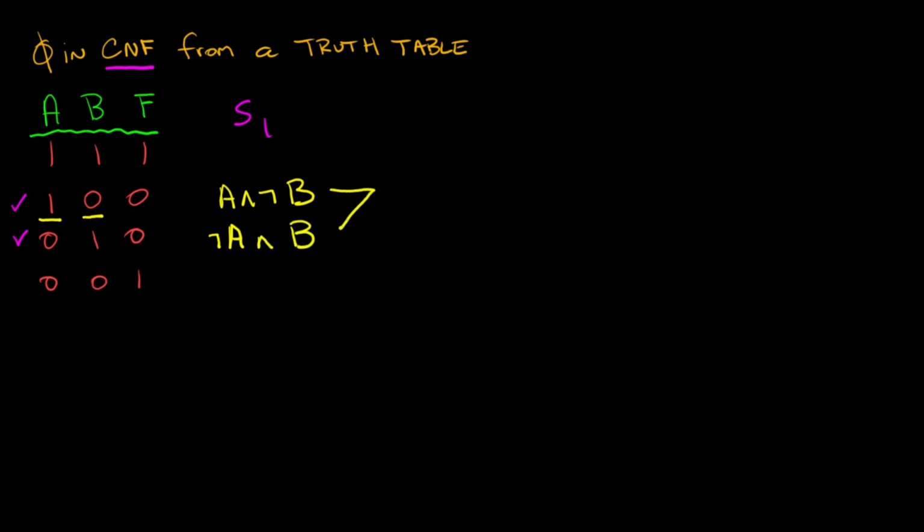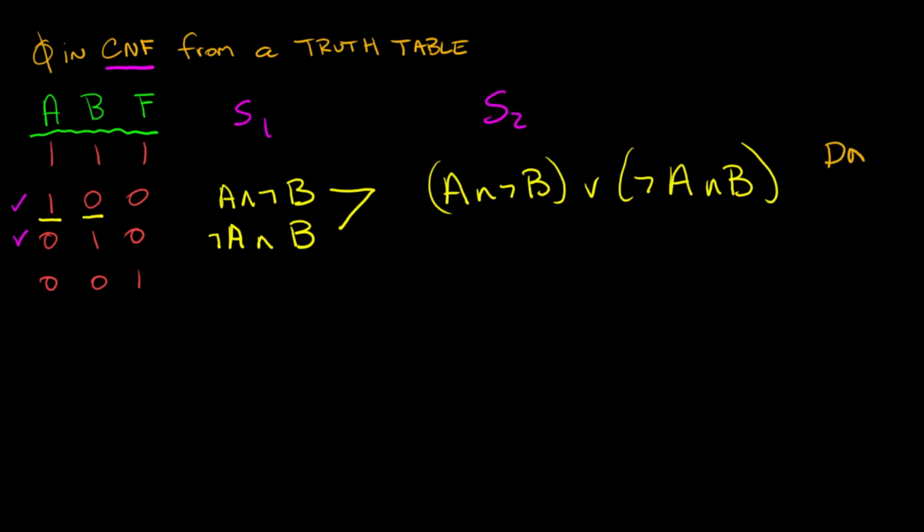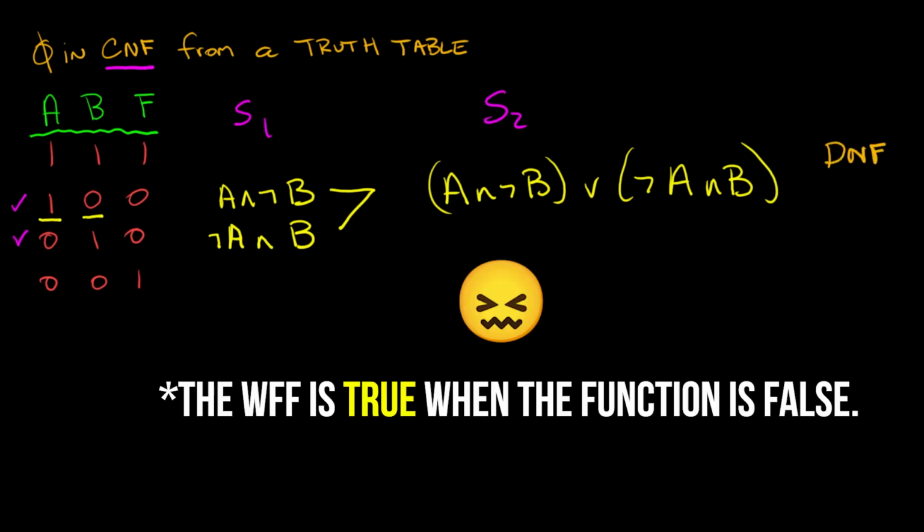Now, step 2 consists of creating a disjunction of all of the conjunctions. So we'll take our two conjunctions, A and not B. This is our conjunction from row 2, and we'll create a disjunction out of them. This is our conjunction from row 3. The thing to know here is that this formula is in disjunctive normal form, and it is false whenever the function is false. And this is not what we want.